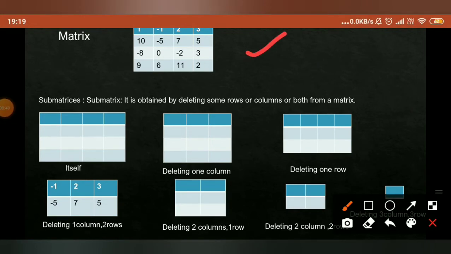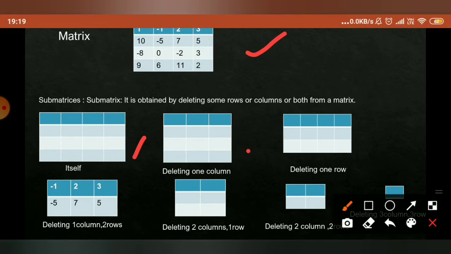So the different parts of it obtained by deleting any number of rows or any number of columns from it, we get a smaller matrix, that is known as a submatrix. So a matrix itself is a submatrix of itself. This is the first case where we have taken the same number of rows and columns, so it is called a submatrix. As a set is a subset of itself, similarly the full matrix is a submatrix of itself.